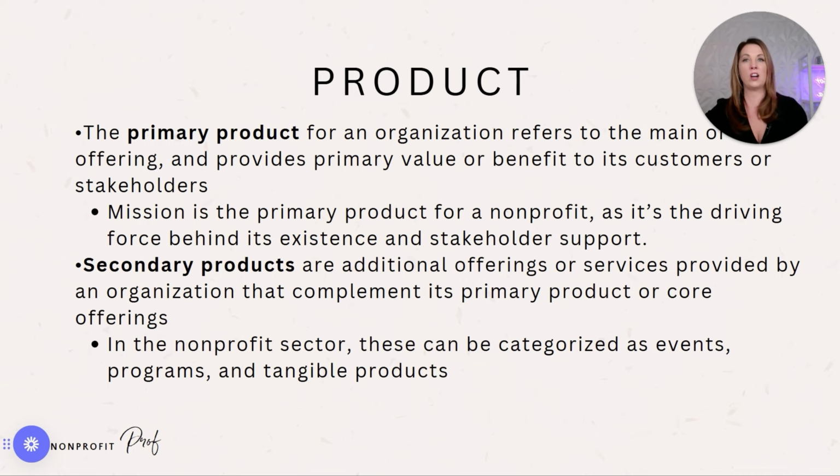Now, secondary products are additional things or secondary things. They're not the main product, but they complement that primary product. But it's other things that companies sell or produce to create additional value to complement their primary product that also can generate some money as well. So in the nonprofit sector, we can categorize these secondary products as events, programs, and tangible products.